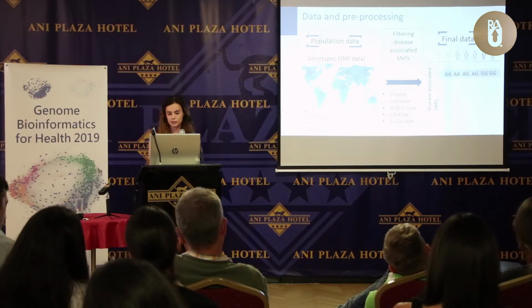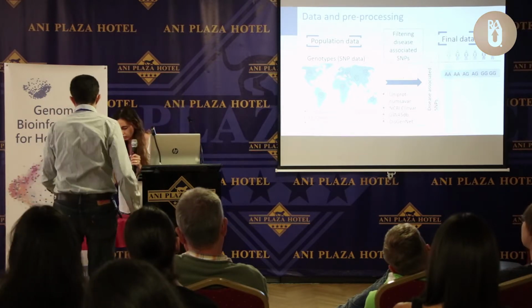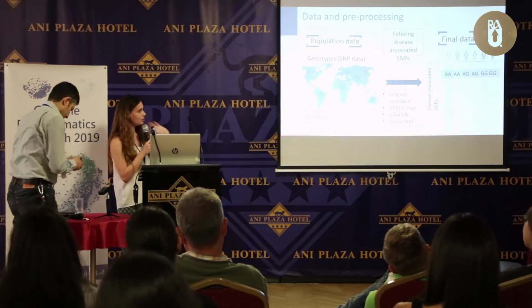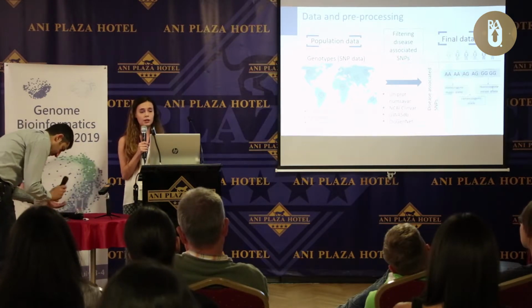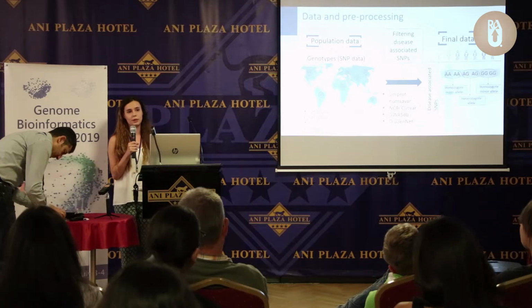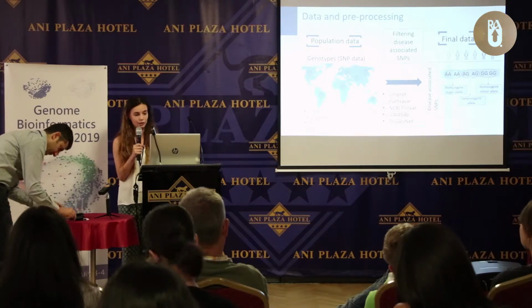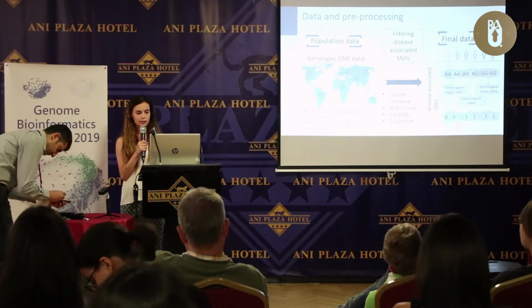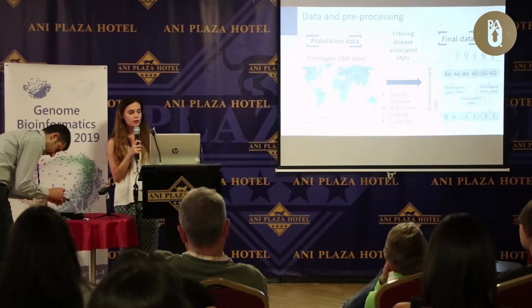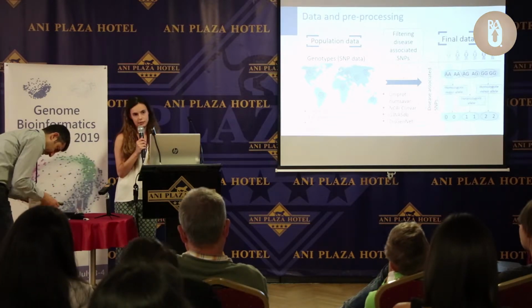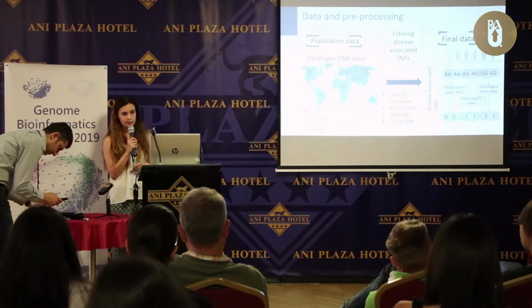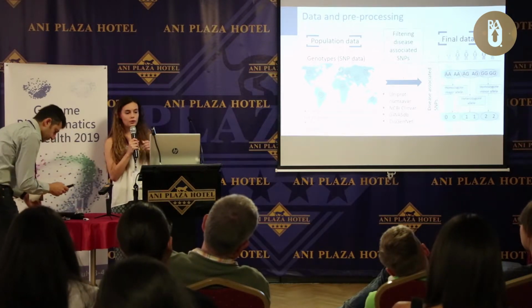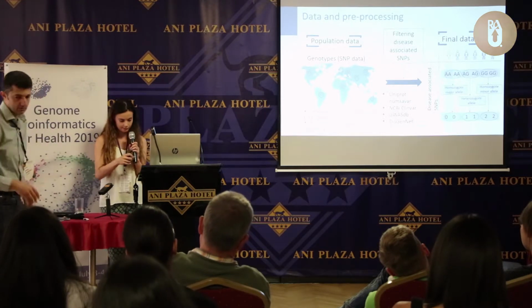So the final data set is the matrix with the genotypes. In order to analyze this matrix in the future, we have encoded all the genotypes into numbers. The homozygote major alleles were encoded as 0, heterozygote alleles as 1, and 2 for homozygote minor alleles.